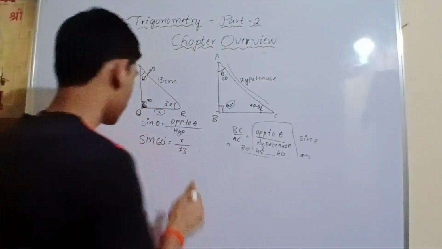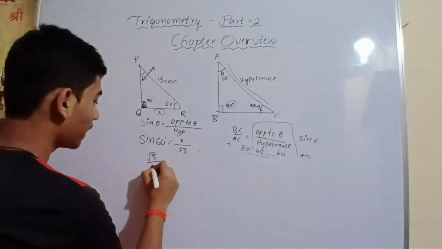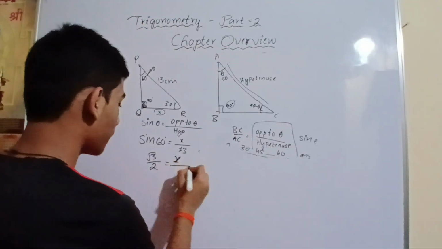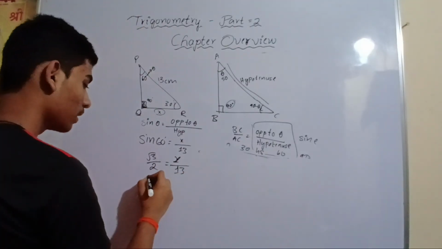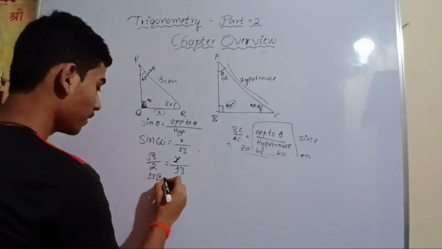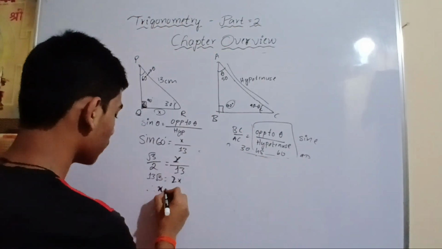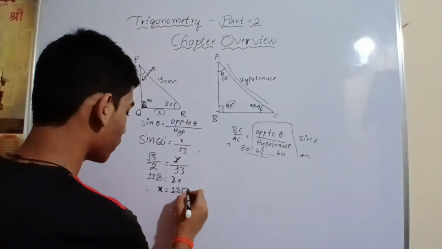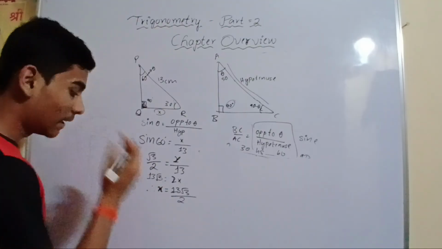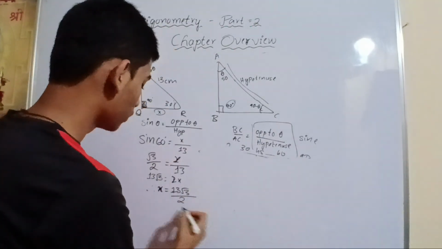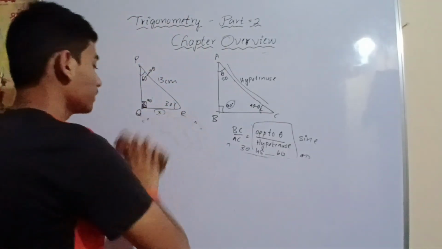Back to our example. X by 13. So sine 60. What is the value of sine 60? Root 3 by 2. Root 3 by 2 is equal to x by 13. 13 root 3 is equal to 2x. Therefore, x equals 13 root 3 by 2, by transposing 2 to the left hand side. This is the value of x. This is how we find out values of sine, cos and tan in our board exams.